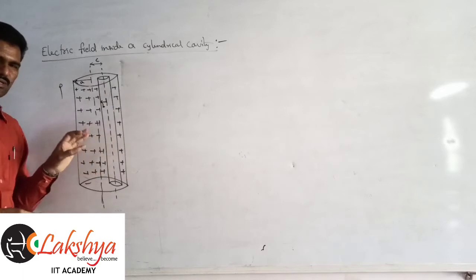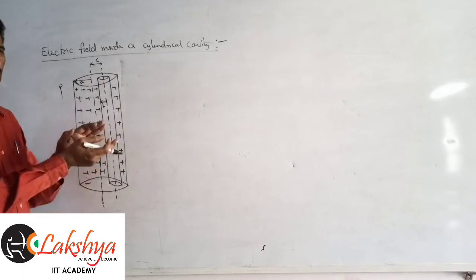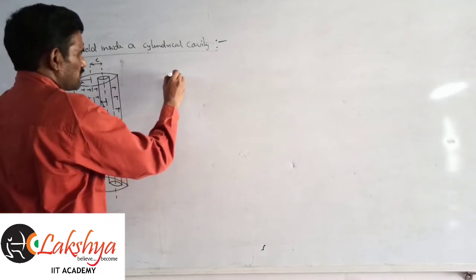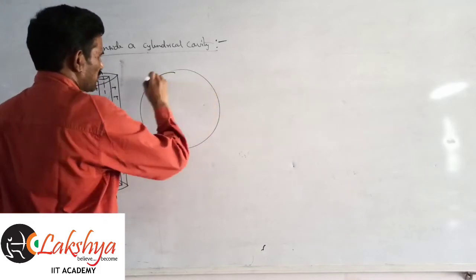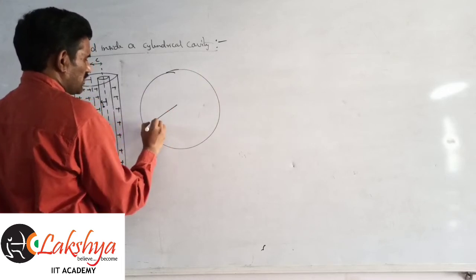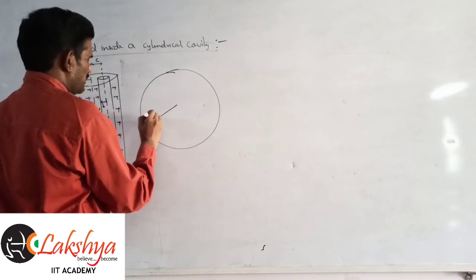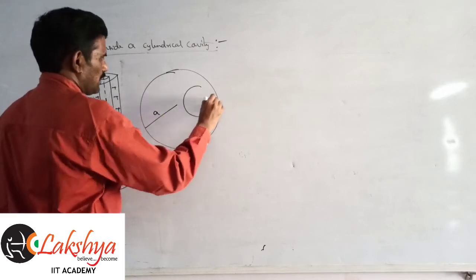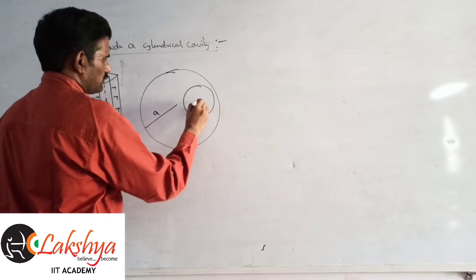Now I am drawing the top view. When you are observing from the top, you can observe the situation like this. It appears the same as our previous sphere, the spherical cavity. So this is A. Now this is our B. And this is the C.